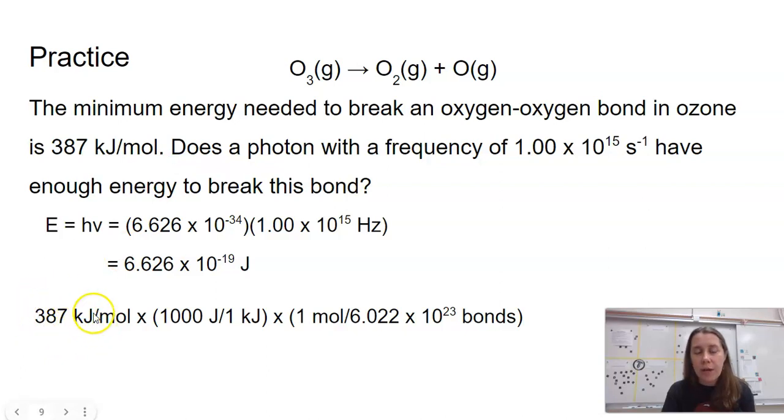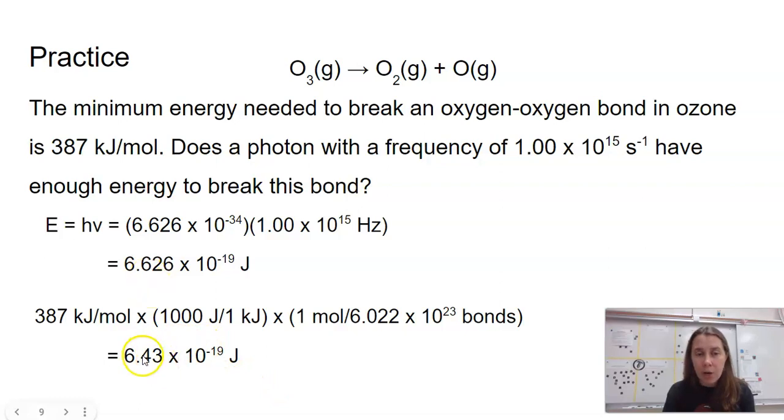So 387 kilojoules per mole. First, we'll do 1,000 joules is 1 kilojoule. And then we know that 1 mole is 6.02 times 10 to the 23rd bonds. So that's a lot of bonds. In order to just break one bond, we would need 6.43 times 10 to the minus 19th joules. And I just did that by doing the math up here.